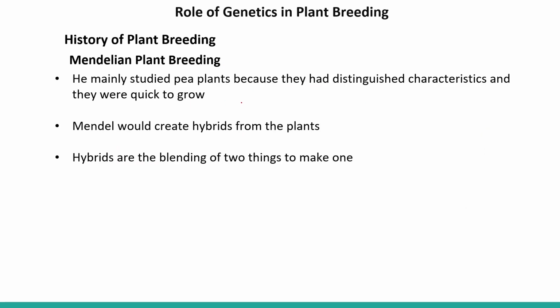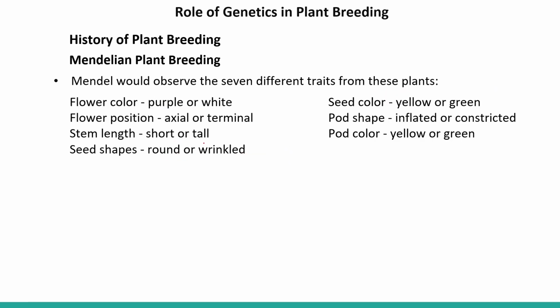He mainly studied the pea plant because it had distinguishing characteristics and was quick to grow. So he chose this particular plant because it was quick to grow. Mendel would create hybrids from these plants, so he could predict the result. Hybrids are the blending of two things to make one. Mendel would observe seven different traits from these plants.